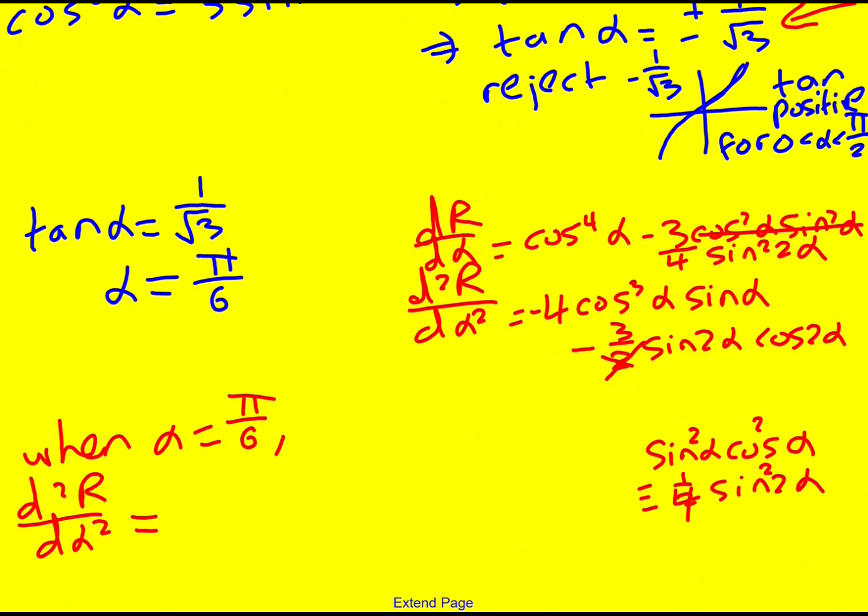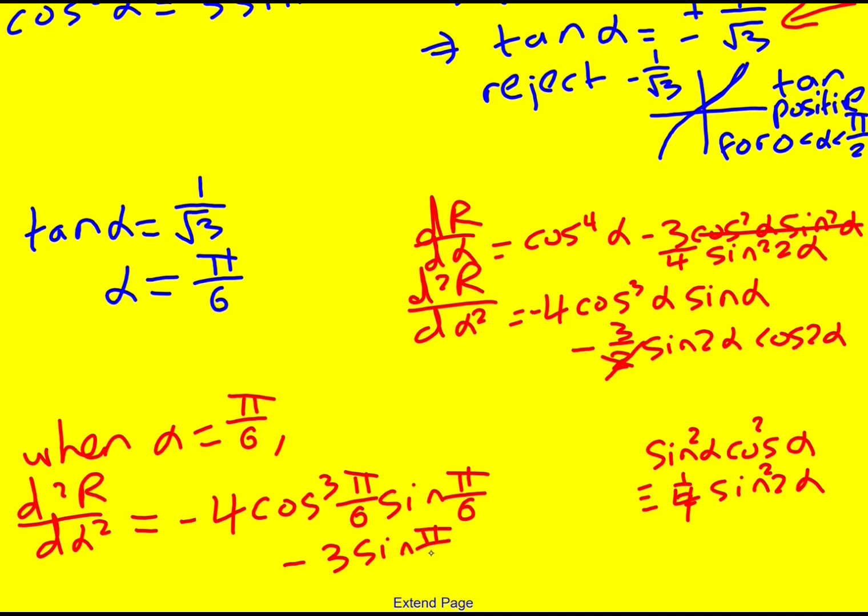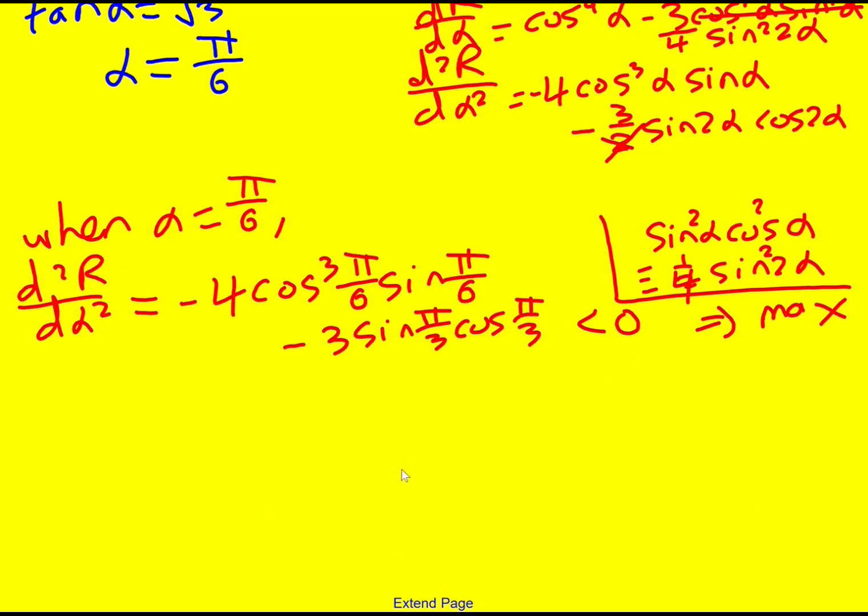Okay, so when alpha is pi over 6, we're going to put it in to give minus 4 cos cubed pi over 6. See, the thing is, I don't even need to evaluate these. These are both going to be greater than 0. And then I get minus 3 sine pi over 3 cos pi over 3. And these are going to both be greater than 0 as well. This would necessarily be less than 0, which implies a maximum. It's okay to do that. We could work it out, it's just, if you can say for sure that it's going to be less than 0, then we're sorted.